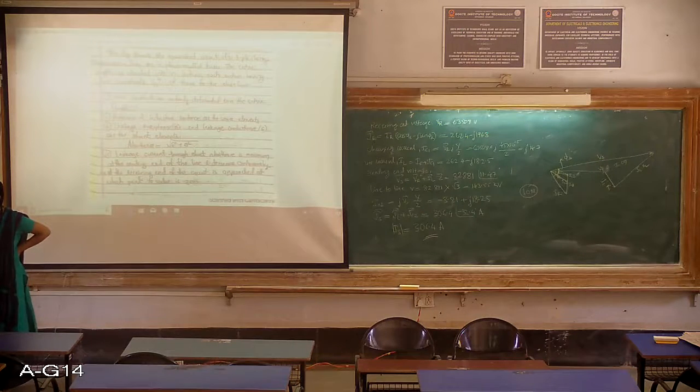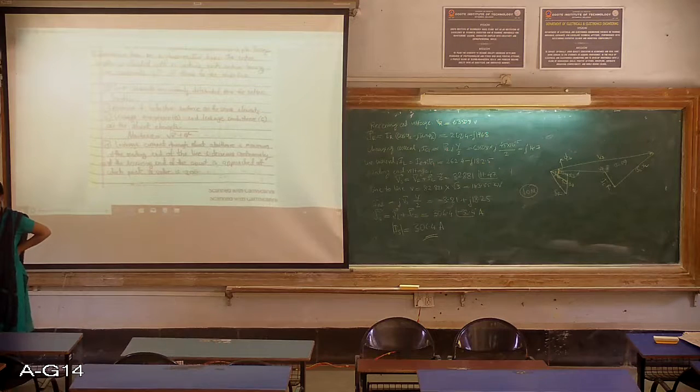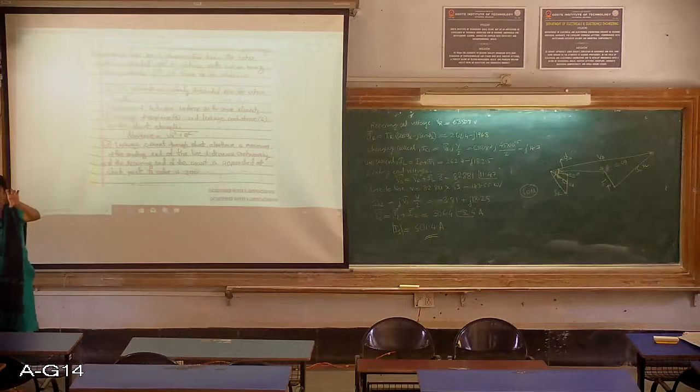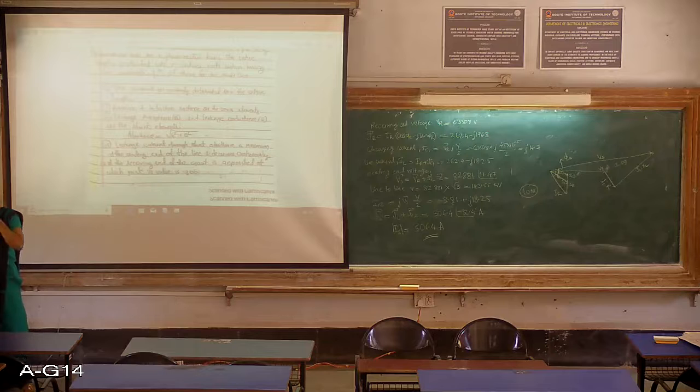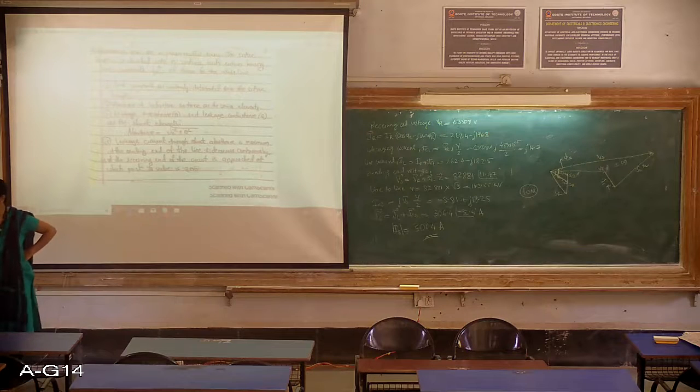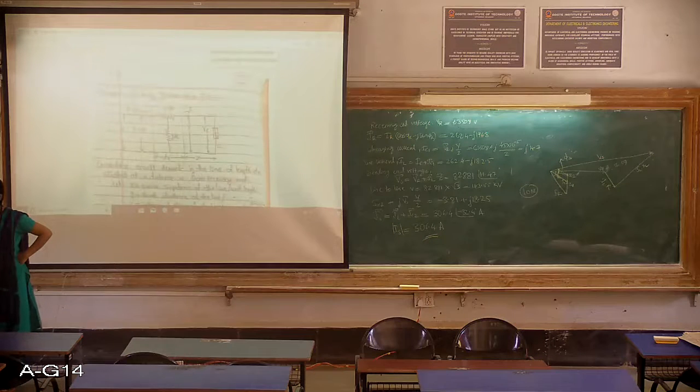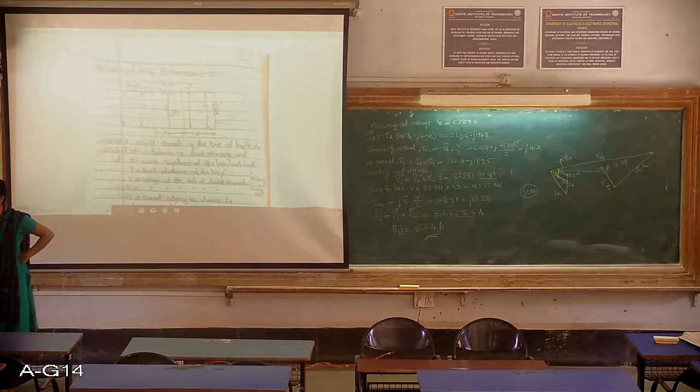Then the leakage current through the shunt admittance is maximum at the sending end of the line. So the leakage current, not the voltage, is maximum at the sending end, or at the initial part of the line where it begins, and decreases continuously as the receiving end of the circuit is approached, at which point its value is 0. So at the fag end of the line, the leakage current through the shunt admittance is 0.